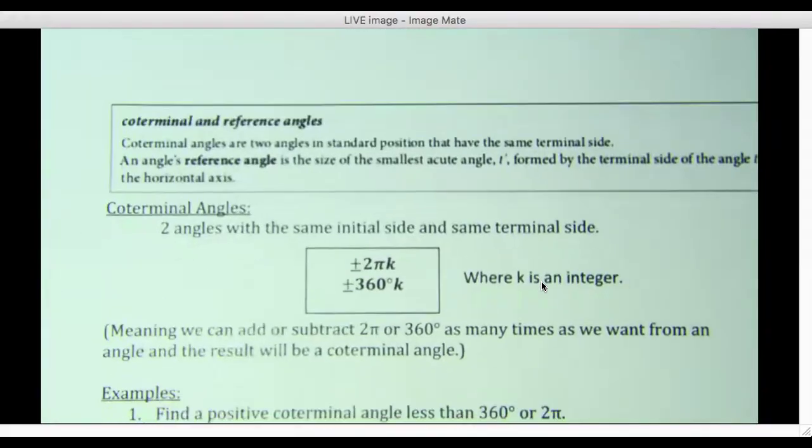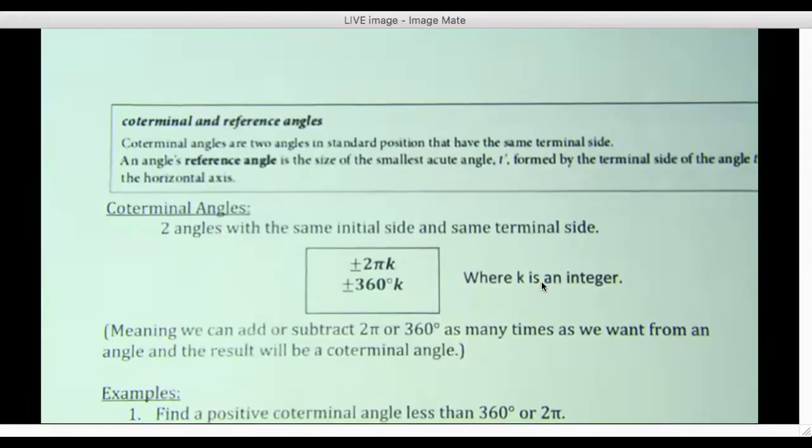Now we are going to talk about coterminal and reference angles. Coterminal angles are angles that have the same start and the same end. So their initial side and their terminal side land in the same place. Reference angles are not the same. Reference angles are used to evaluate angles that are hard to evaluate.